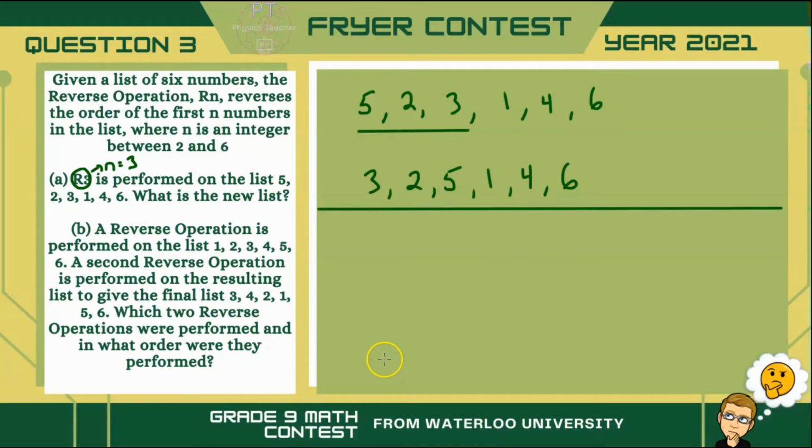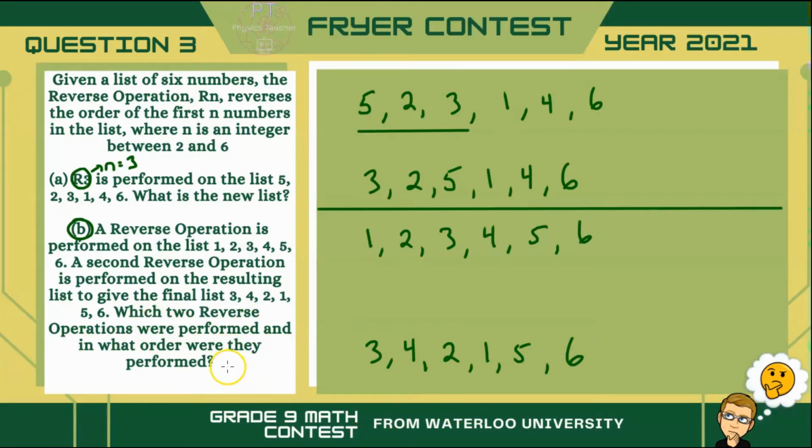Alright, let's try one that's a little bit more challenging. B says a reverse operation is performed on this list: 1, 2, 3, 4, 5, 6. And then a second reverse operation is performed on that resulting list, giving the final list of 3, 4, 2, 1, 5, 6. It wants to know what 2 reverse operations were performed and in what order. Well, what we can see right away is the last 2 numbers don't change.